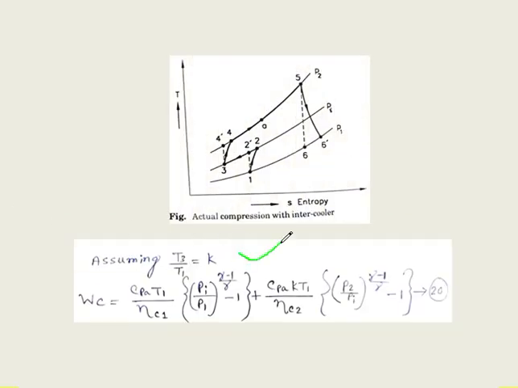Assuming T3 by T1 equal to K, that is, Wc is equal to Cpa T1 by eta C1 into [(Pi by P1) to the power (gamma minus 1) by gamma, minus 1] plus Cpa K T1 by eta C2 into [(P2 by Pi) to the power (gamma minus 1) by gamma, minus 1]. That is equation number 20. The minimum work requirement condition is given by dWc by dPi equal to 0.